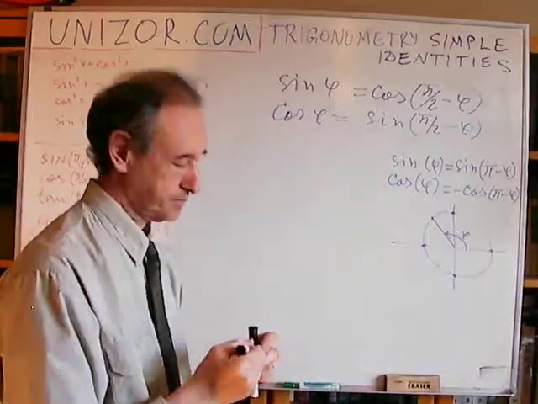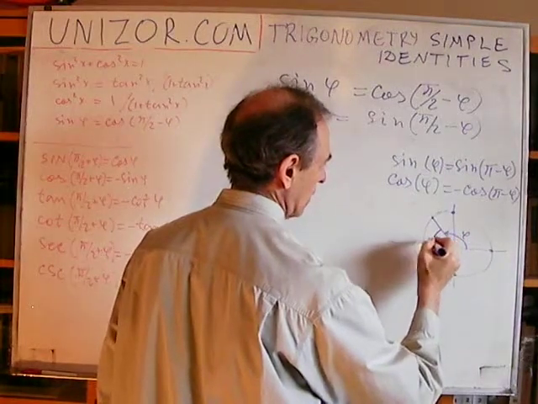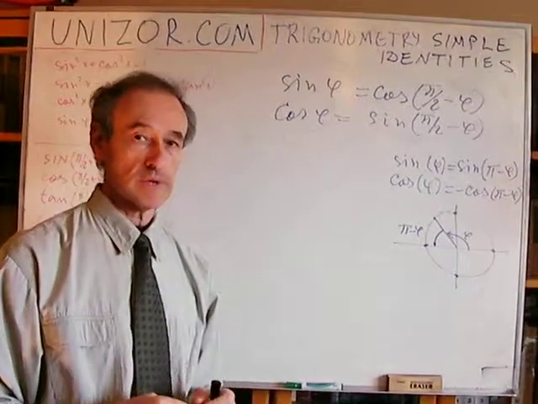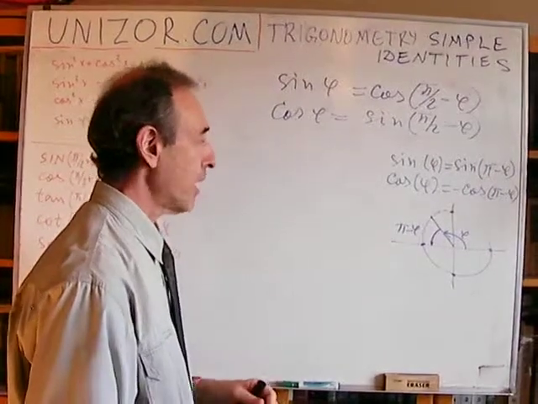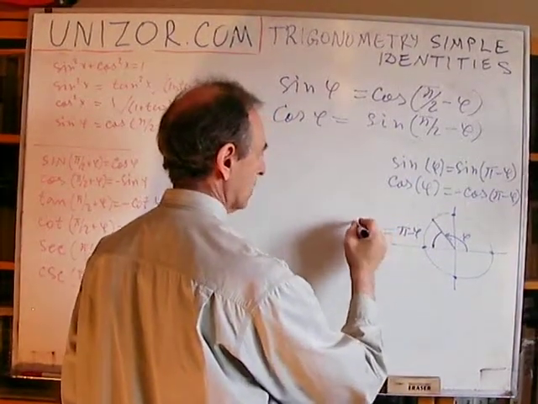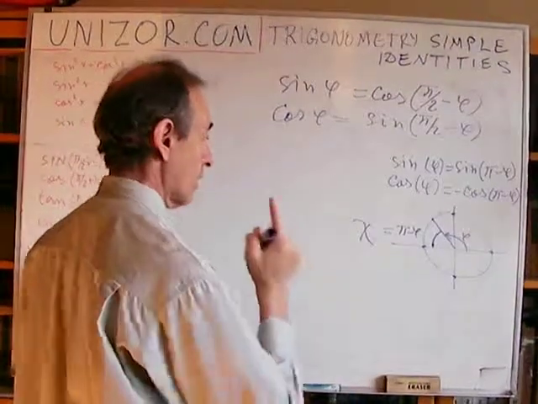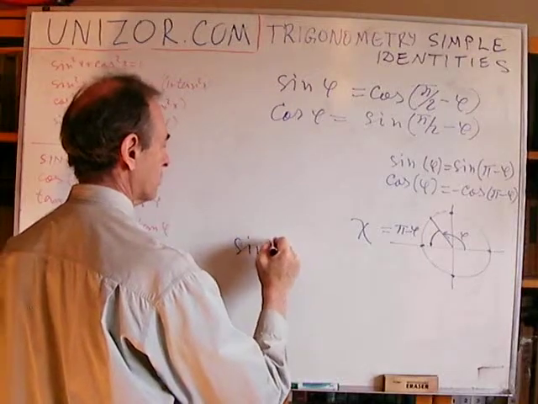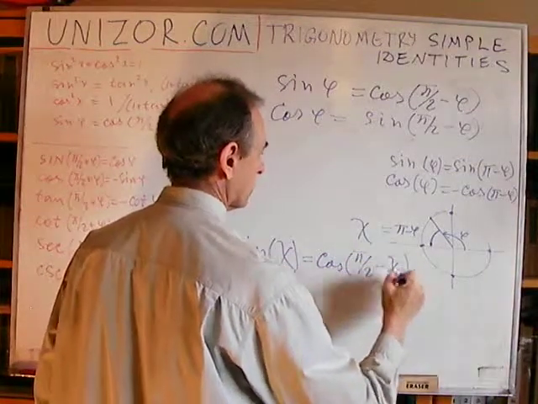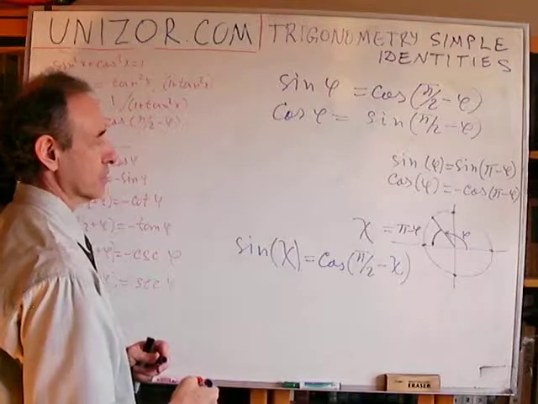In the second quadrant. Well, if phi is in the second quadrant, then this angle, which is pi minus phi, is obviously acute. And for acute angles, we have already proven this, right? So, we know that for pi minus phi, it's true. Well, let's just define this angle as chi. And chi is an acute angle. So, if chi is an acute angle, I know that sine of chi is equal to cosine of pi over 2 minus chi. Now, chi is pi minus phi. So let's just substitute it here.